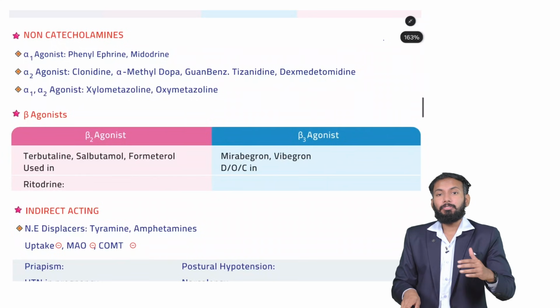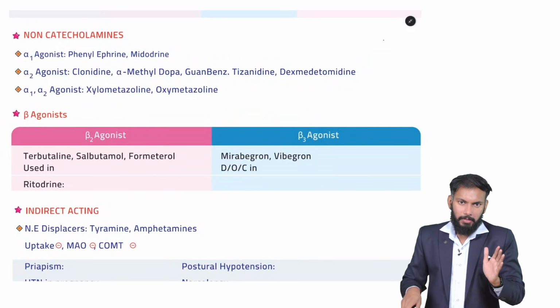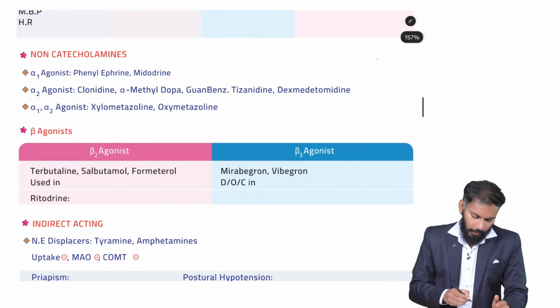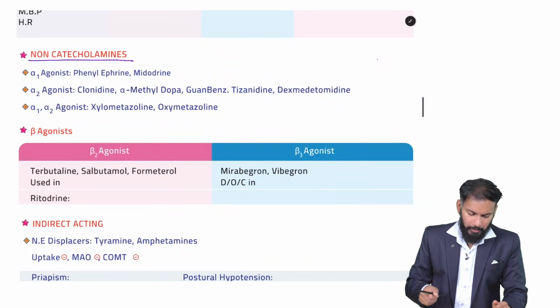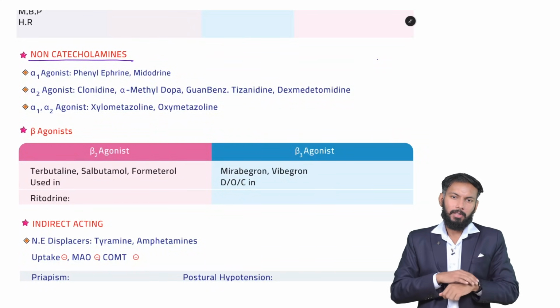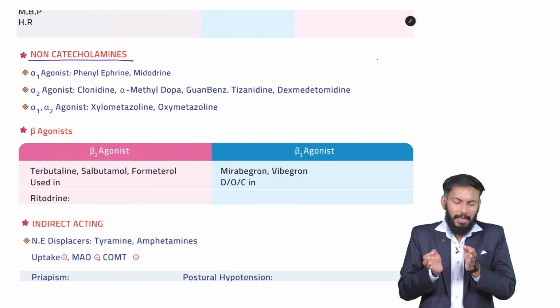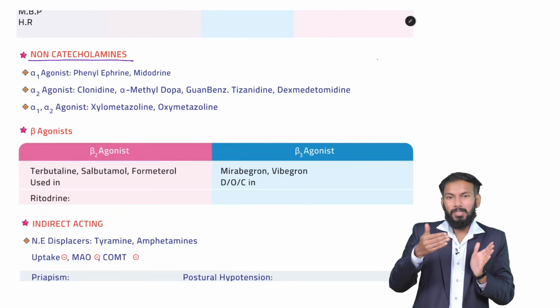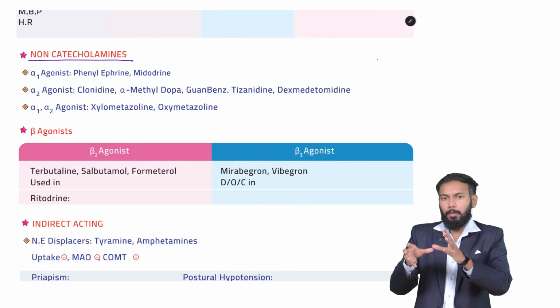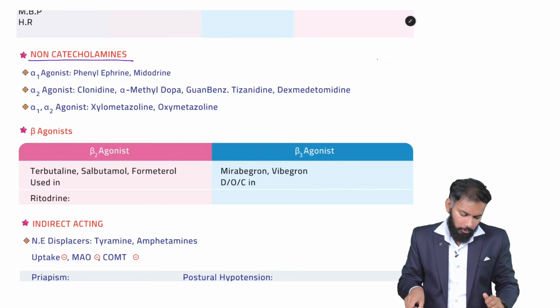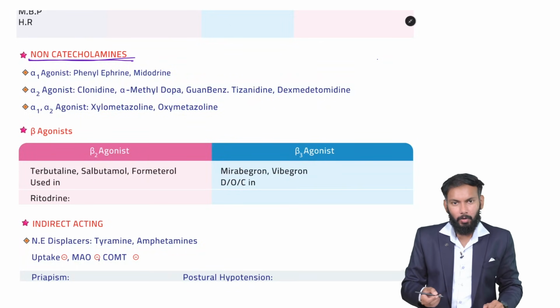Next, we have finished with the catecholamines. Now, the other one is non-catecholamines. That means they don't look like catecholamines at all. Endogenous means exact catecholamines. Exogenous means these look like catecholamines but they are not in the body. Now, the next classification is non-catecholamines.